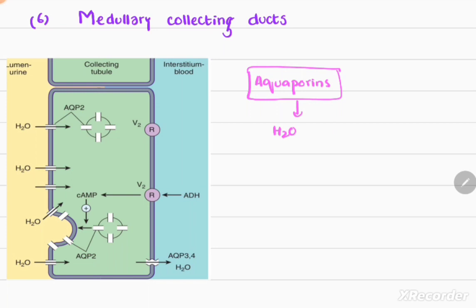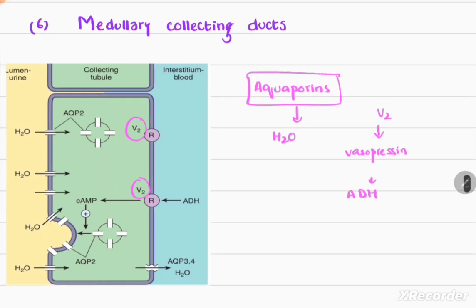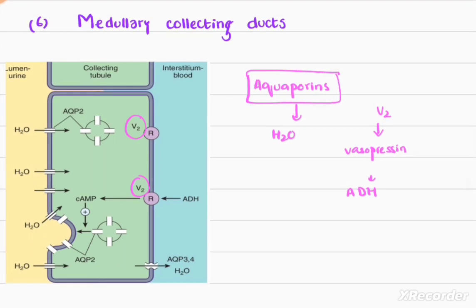Now these aquaporins are directly related to V2 receptors, which we can see here and here. These are present in the epithelium of the medullary collecting duct cells, and these V2 receptors are known as vasopressin receptors. Vasopressin is also known as ADH, the abbreviation of antidiuretic hormone, which means that it will act against diuresis. So this is known as antidiuretic hormone because it retains water inside the body.